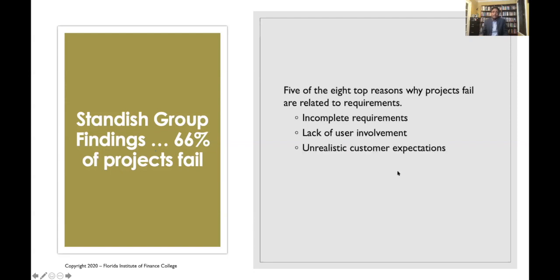Of course, unrealistic customer expectations, because as a project manager, your role is to temper customers' expectations and tell them the truth: when the project is delivered, what the project should have. So setting a realistic goal is always the best strategy.